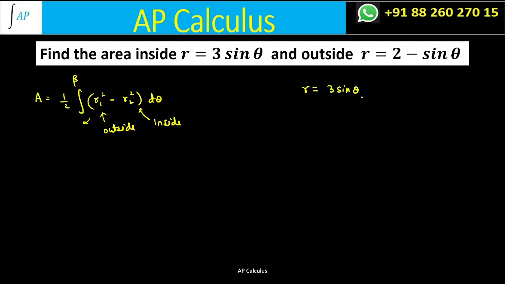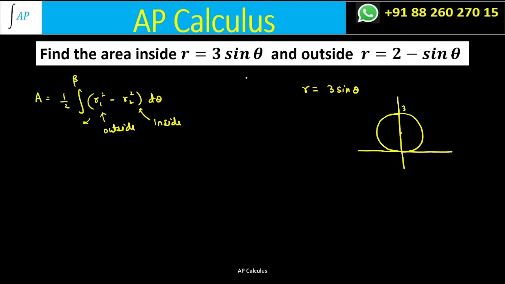So it is going to be a circle, and the 3 represents the diameter of the circle, and since it is sin theta, it will open along the positive y-axis. If it was negative, then it would open along the negative y-axis. So this is the 3 over here. This is a circle.